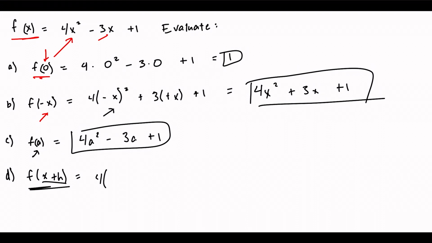So what does that mean? Well, I'm going to put an x plus h everywhere I see an x. That means I'll have 4 times (x plus h) squared minus 3 times (x plus h) plus 1.